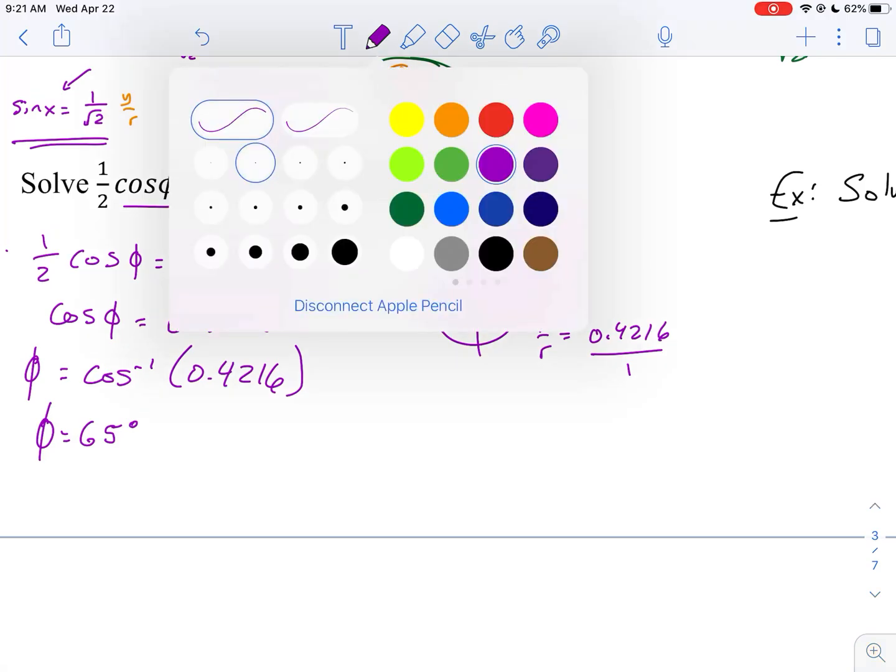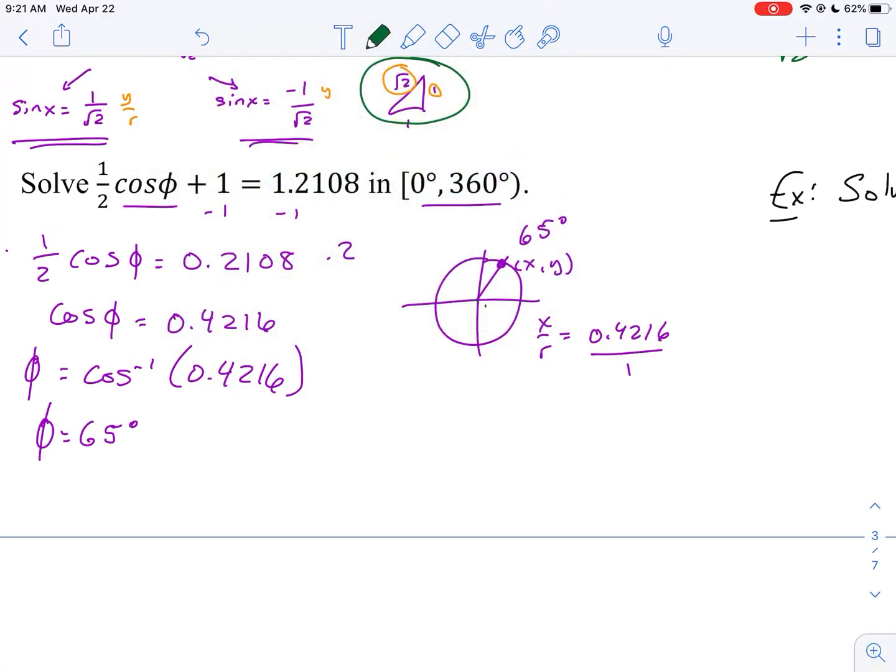You just have to think about where the other solution is. Okay, so we're working with cosine. So where else is cosine positive? Well, the x values are also positive down here. And so you know this reference angle has to be 65 degrees. So to find that angle, we've got to take 360 minus 65. And that's going to give us a 295-degree angle. And so between 0 and 360, these are my two solutions.